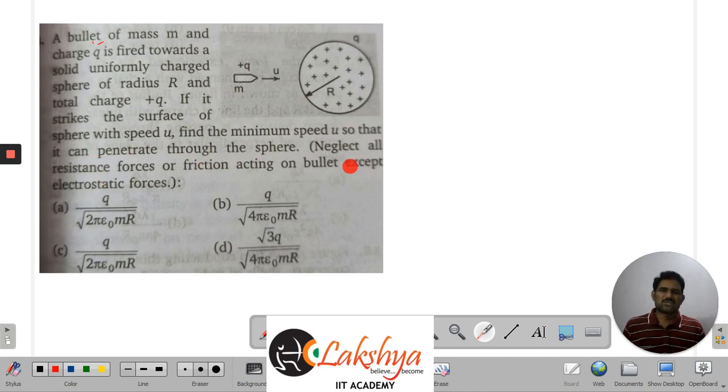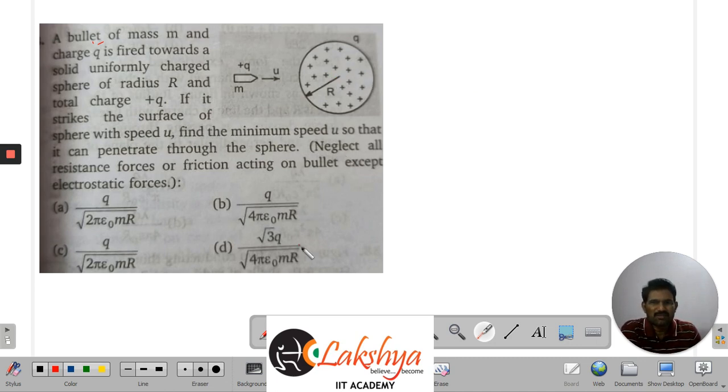Neglect the resistance. Penetrate through the sphere means, so here again the minimum condition is, can you guess the minimum condition? Up to what point should the bullet reach? It is nothing but exactly at the center, right? When it crosses the center, the repulsive force will be there away from the center, and because of that repulsive force, automatically it can penetrate through this sphere. So exactly it should reach this point here.